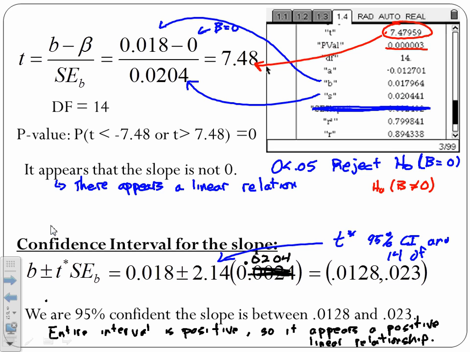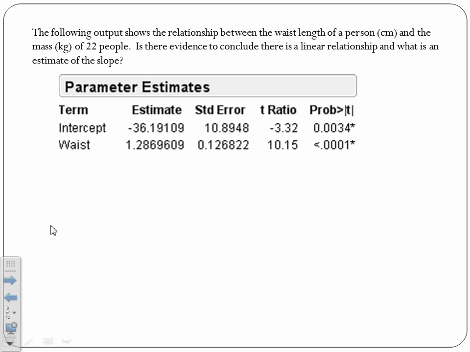Now that's if we're actually given the data and we can run through the test very quickly, plugging the values in from the calculator. Sometimes they're just going to give you data. They're going to say, here's some data that somebody ran the test. So here's data on a relationship between waist length and someone's weight. So 22 people were looked at. So it might be worth going ahead and noting, the degrees of freedom will be 20.